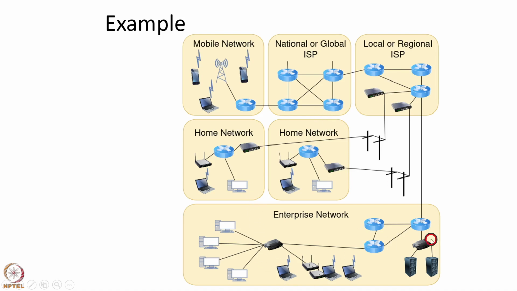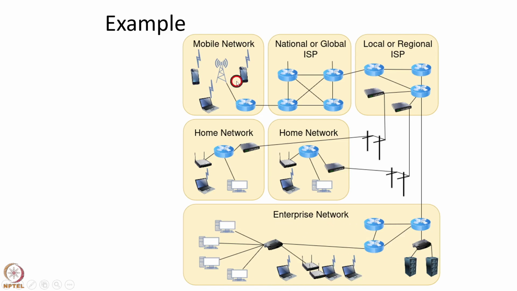Here we have an enterprise network or a corporate network. There are different desktop computers and laptops of the employees. There are different routers which route the data among the end systems and the servers. Servers are shown here. They might store company emails, files, and so on. And there are also smartphones and laptops which connect wirelessly to the company's network. So this is an enterprise network.